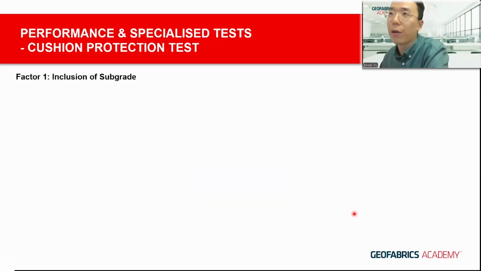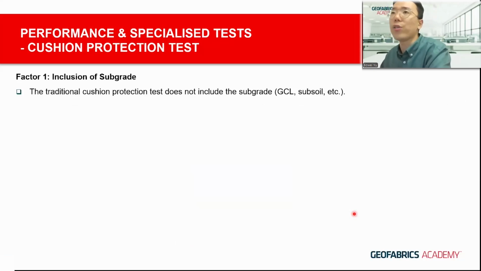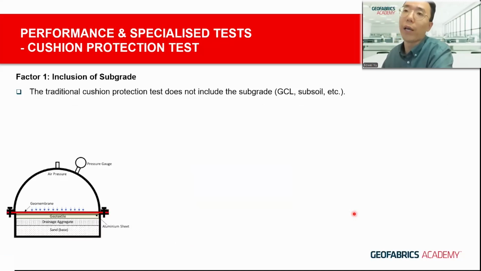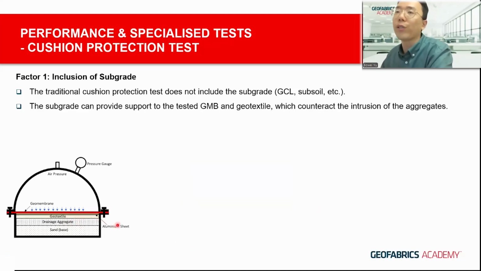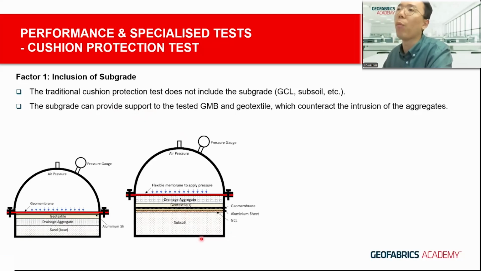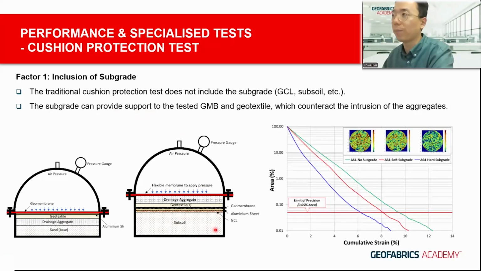First, whether we should include the subgrade. The traditional cushion protection test does not include the subgrade. It only includes the geotextile, the drainage aggregates, and then the geomembrane and the detection sheet. However, what GRADE has found in the last 10 years of testing is that the subgrade can actually provide a bit of support to the tested geomembrane and the geotextile, which counteracts the intrusion of the aggregates.